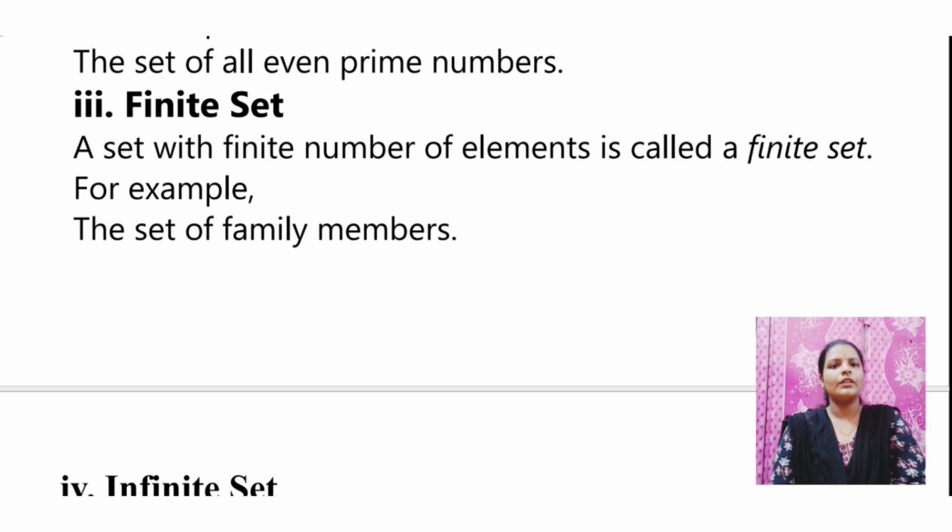Finite set. A set with a finite number of elements is called a finite set. Finite is nothing but countable. For example, the set of family members. Obviously, we know our family members, so it is countable. So it is a finite set.